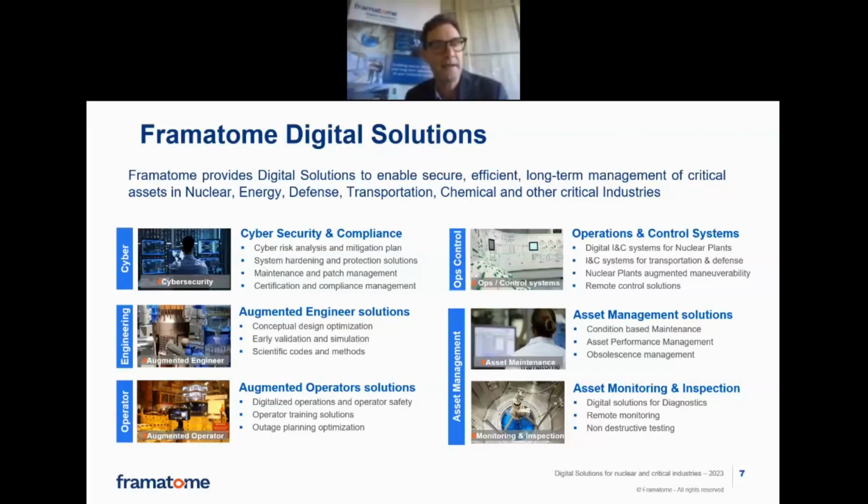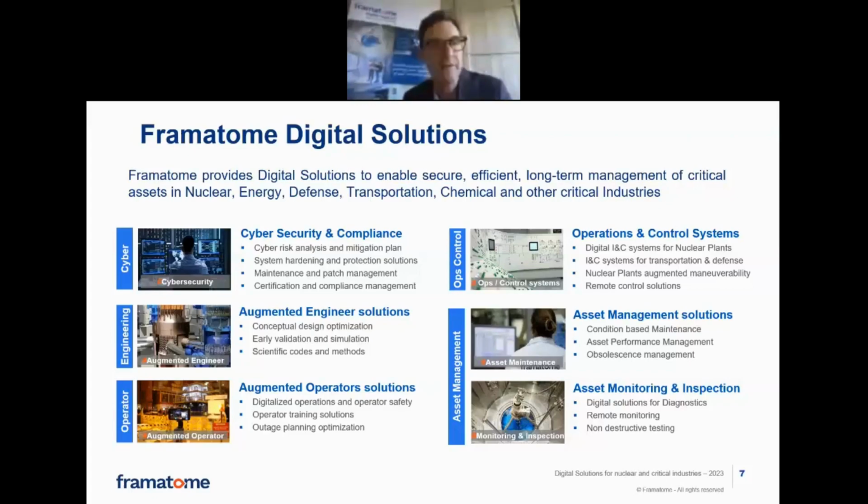Third item is support to augmented engineering solutions. And here we have solutions that are here to reduce the cost of complex engineering, namely by facilitating the design stages, reducing the risk of errors. Last time in the last webinar, we discussed an early validation simulation tool, if you remember. And today there will be also elements that will be touching on this.